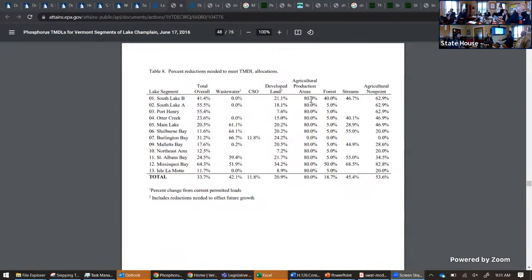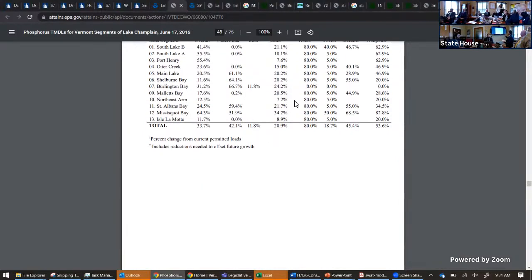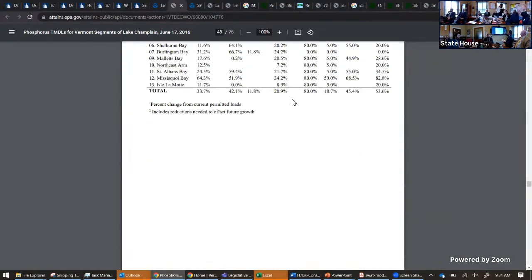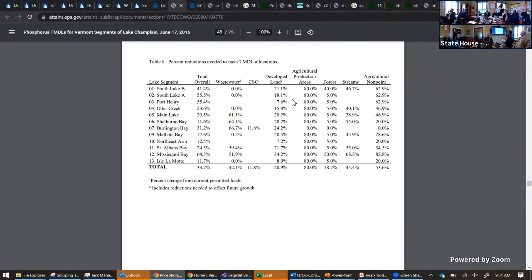I'm sorry to interrupt. Yeah. You're saying a lot here. So basically, the reductions are the estimated reductions of practices done at the source.